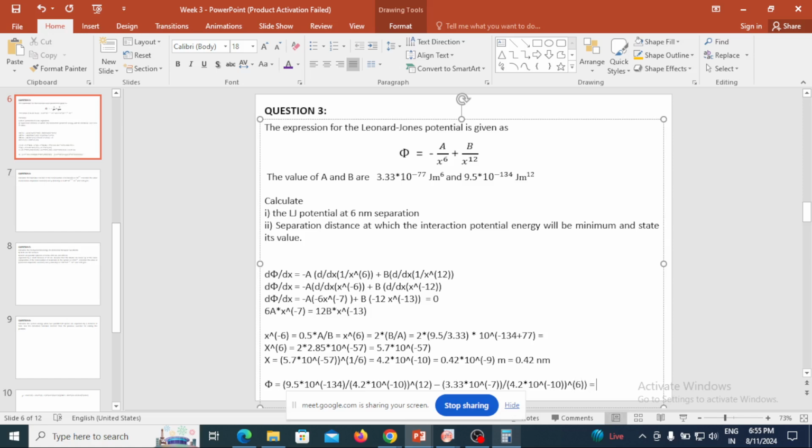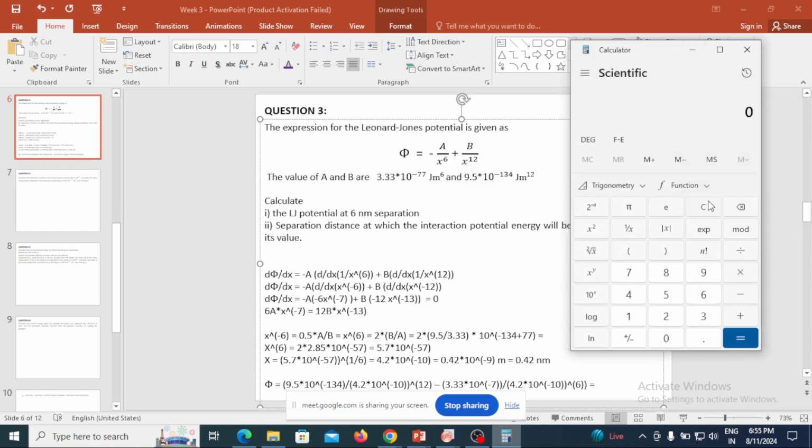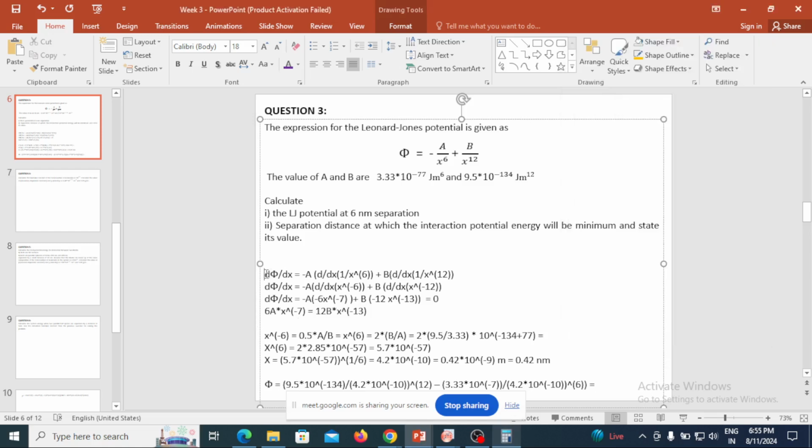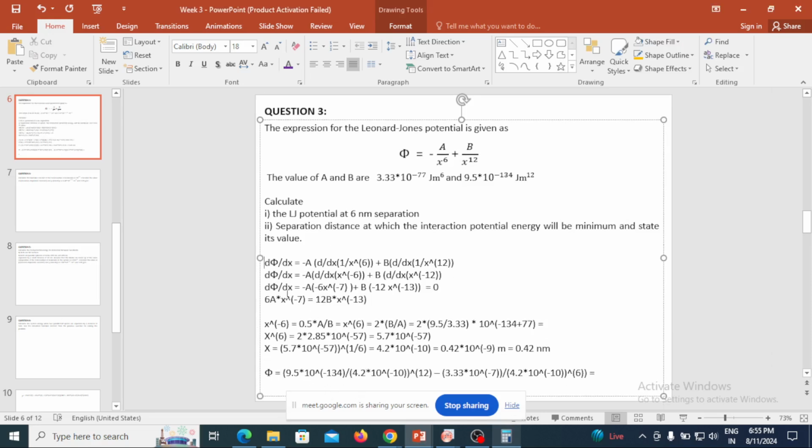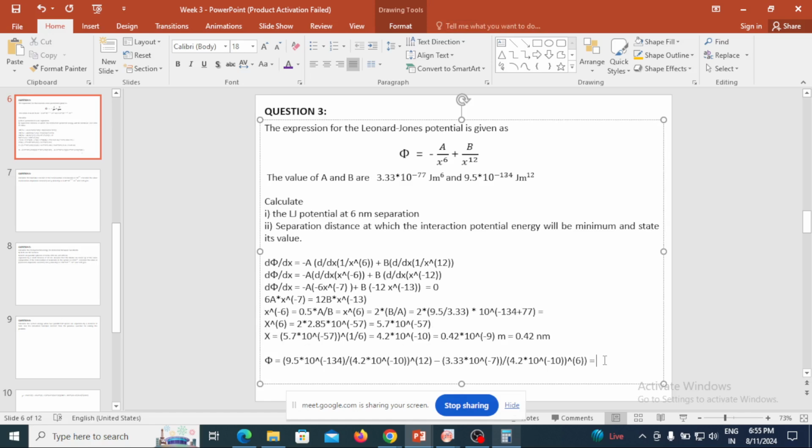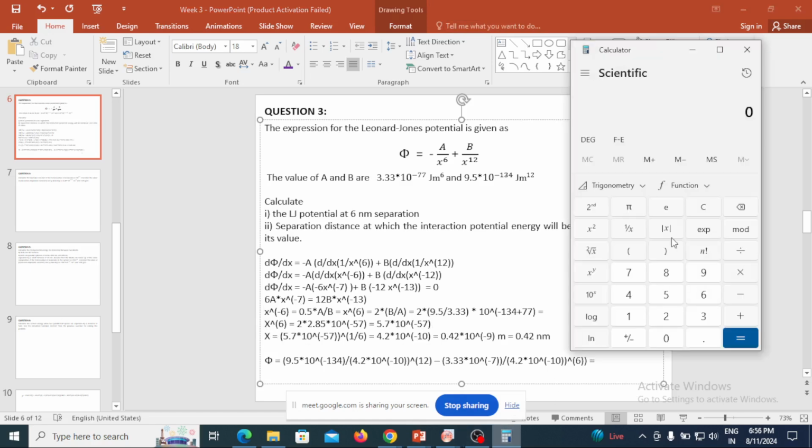So what is the value? So 4.2 whole power 12, right? Let me just take this further ahead. I hope you are able to understand. If not, please let me know. So this is 30129469, or 3.01 into 10 to the power 7.